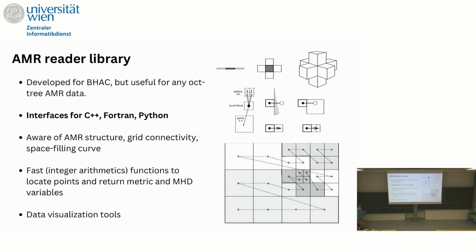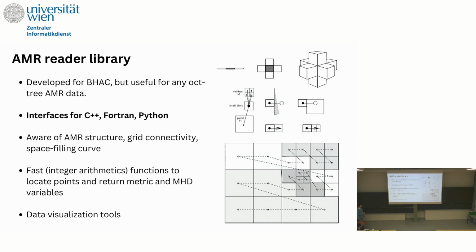Another important thing is that the library that we have developed has interfaces with C++, with Fortran, and with Python, so that you can call it from any application that is using these programming languages. You will simply need to call a read, and then call an evaluation routine to retrieve the values of the GRMHD variables and the values of the metric at some point.